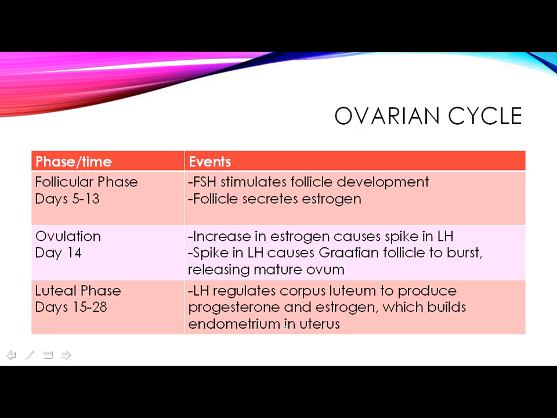So here's what's happening in the ovary. So just looking at the ovary. We have the follicular phase in days 5 through 13. That's where FSH is causing development of the follicle. That should be pretty easy, right? Follicle stimulating hormone stimulates follicle development. Hey, it's right there in the name. And the follicle secretes some estrogen.